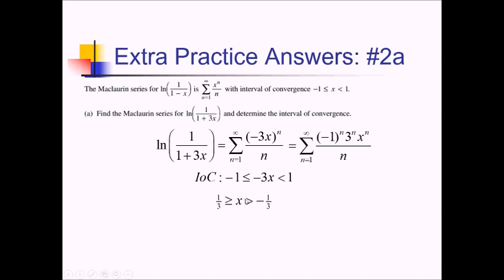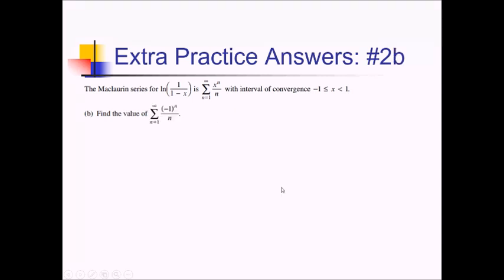So now just rewriting this in a more logical order, I can write -1/3 < x ≤ 1/3. For this part of the problem, they want us to find the value of the summation of (-1)^n over n.